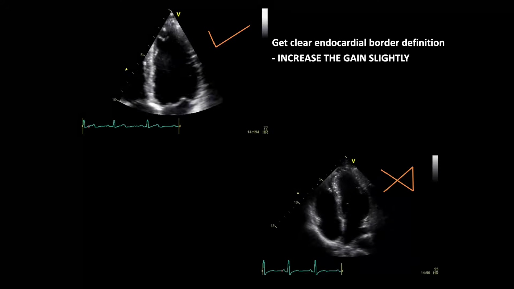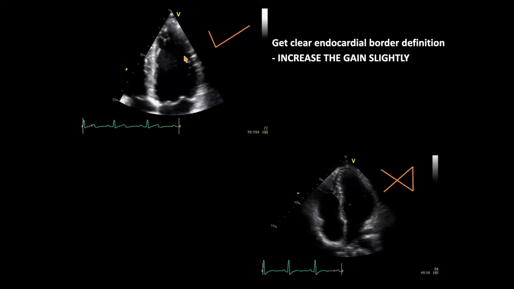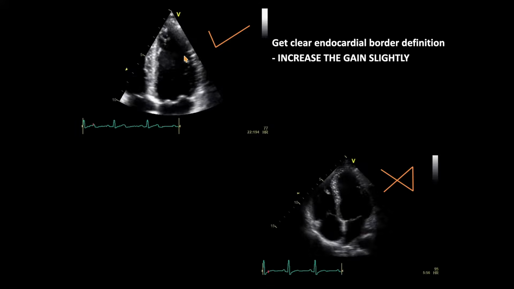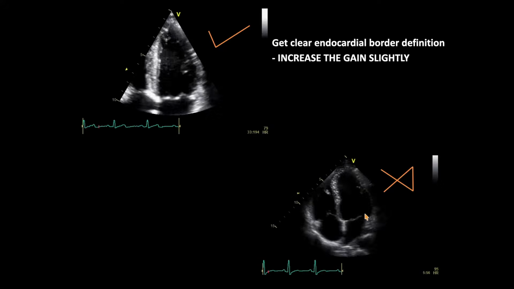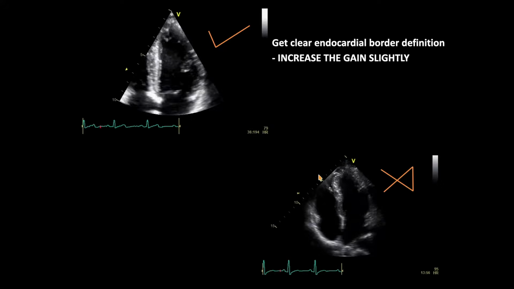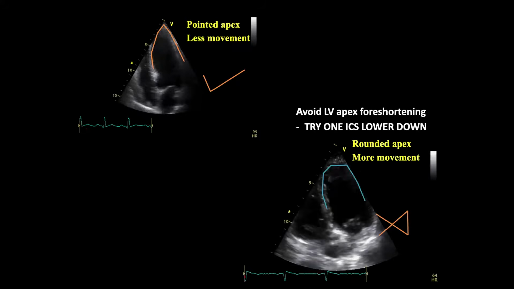Now, when you're doing the echo, you have to make sure that you get a good endocardial border definition. That means the inner lining, the inner layer, should be clearly seen. Sometimes you might want to increase the gain a little bit. Then you'll see the endocardial border better in terms of the wall motion, so you understand the wall motion better. In the lower image, you barely see the lateral wall. So use the gain judiciously whenever you don't see the endocardium nicely.